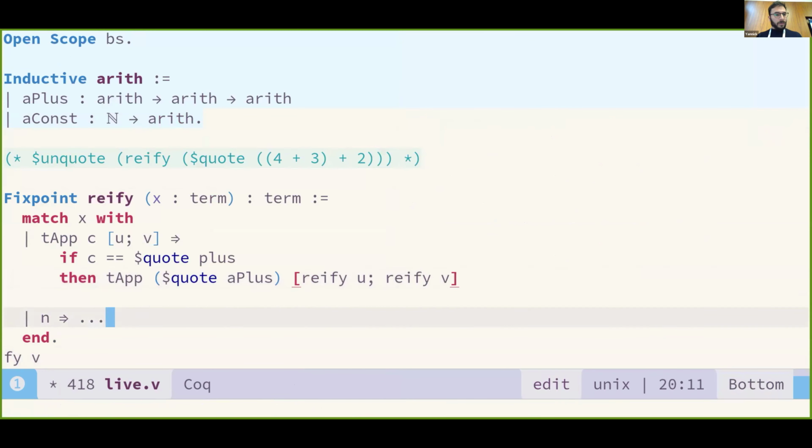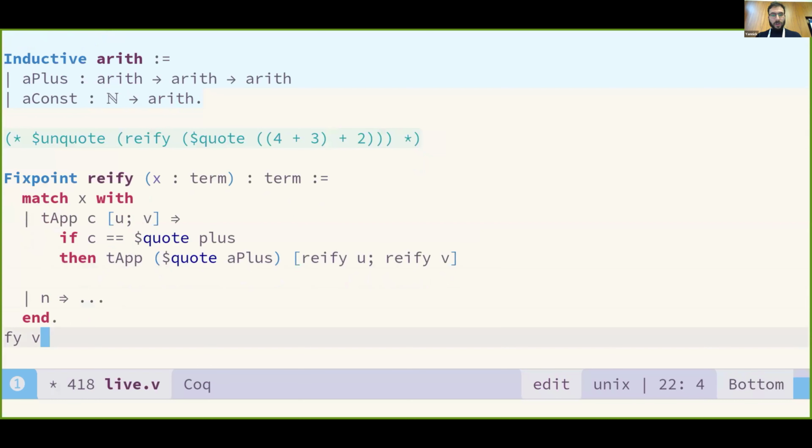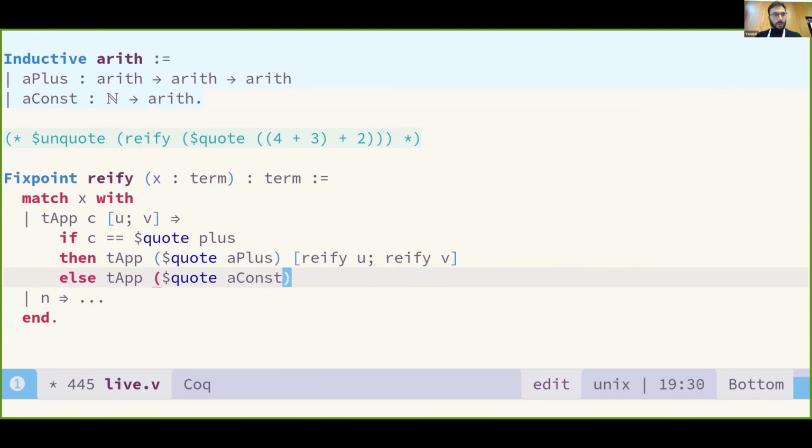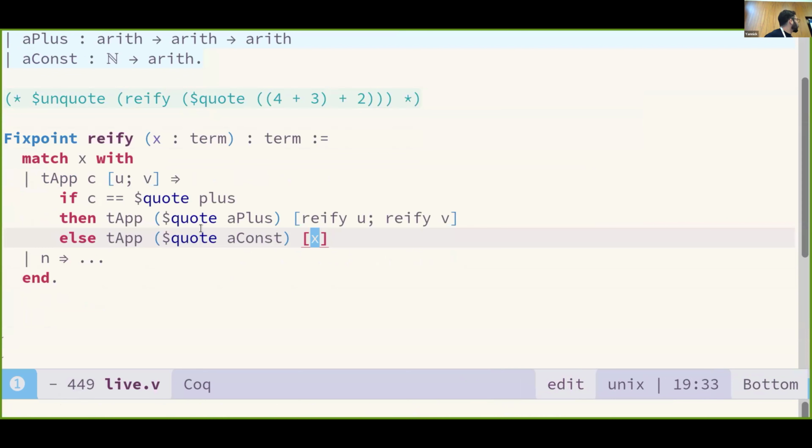And if it's not the plus, then we want to treat the thing as a natural number constant. So we're going to return the application of the syntax of a const to exactly x. Because it's already a natural number, the typing should work reasonably well. We don't have to reify? Yes, exactly. So from the type level, everything works.